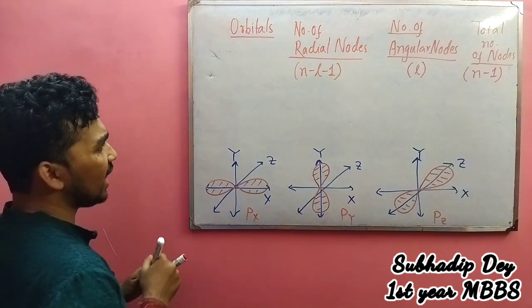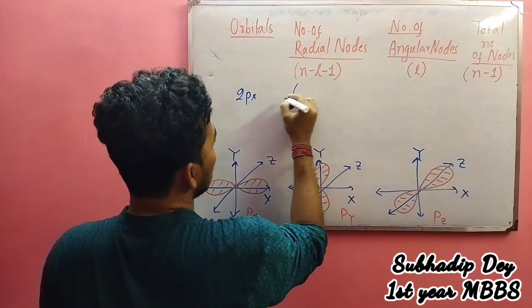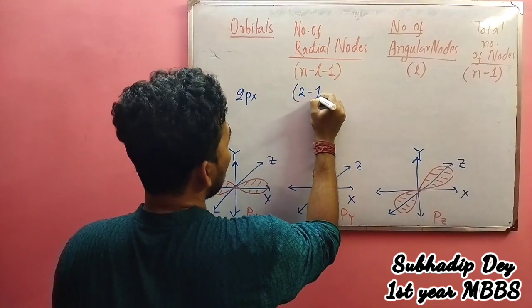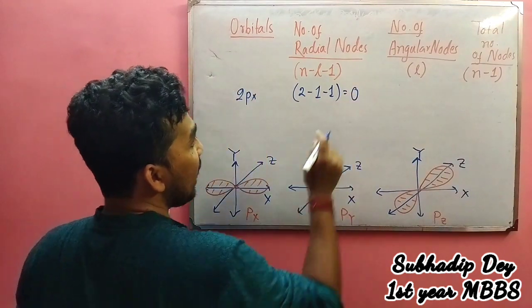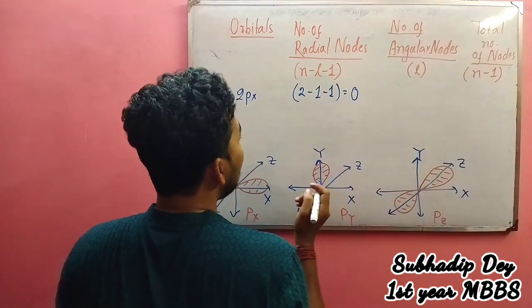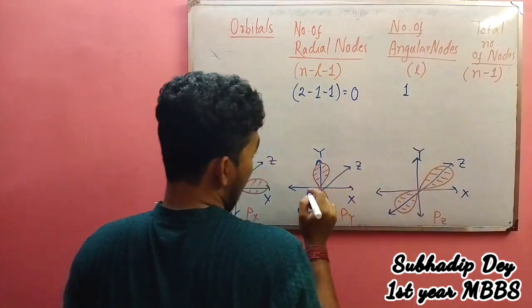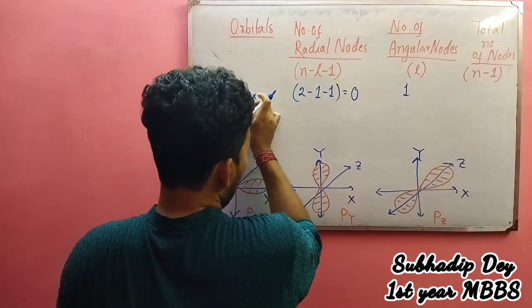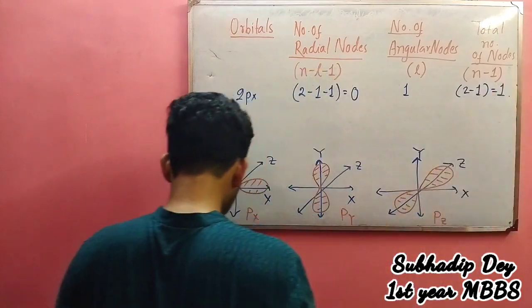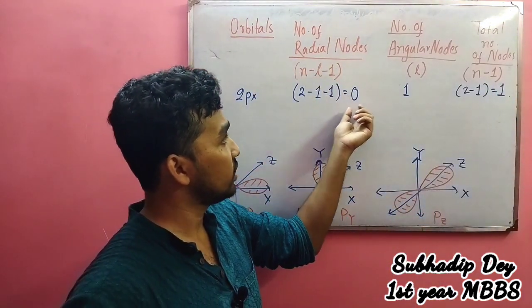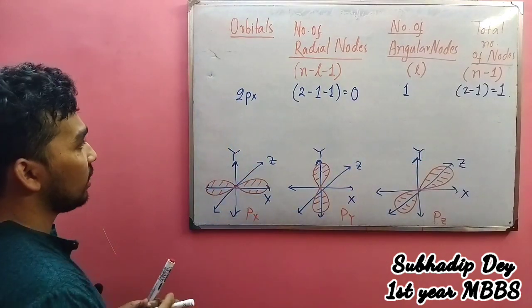So first, let us calculate for 2px. What will be the number of radial nodes? N is 2, L is 1, and radial nodes are N minus L minus 1. So 2 minus 1 minus 1 is 0. The number of angular nodes is equal to L. What is the value of L for the P subshell? L is 1 here. And the total number of nodes is N minus 1, so 2 minus 1 is 1. Right? So the number of radial nodes is 0, angular nodes is 1, and the total number of nodes is also 1.